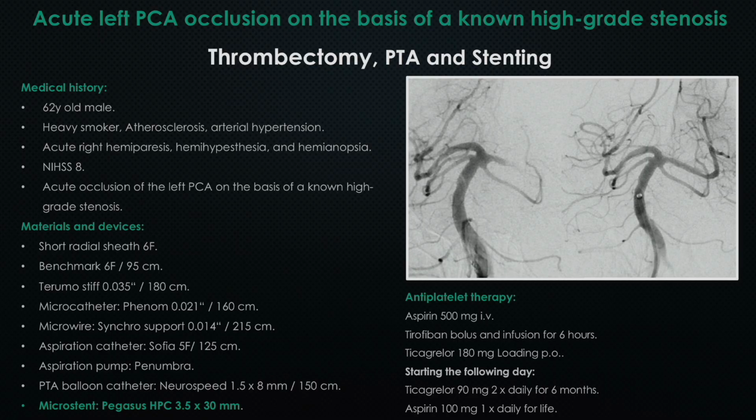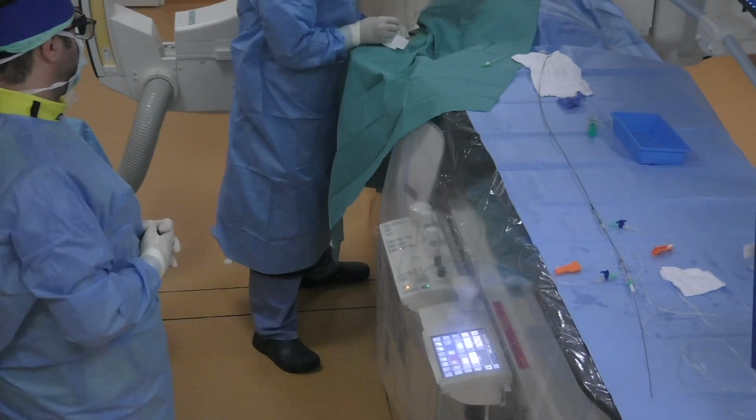On the left side, we have the list of the materials and devices that we've used. We've used here an HPC-coated microstent Pegasus 3.5 by 30 millimeters, and on the right side, we have the protocol of the dual antiplatelet therapy, and in the picture we can see the occlusion and the result of the recanalization, and the patient woke up without hemiparesis or hemihypesthesia, and 6 hours post-interventionally he was completely symptom-free.